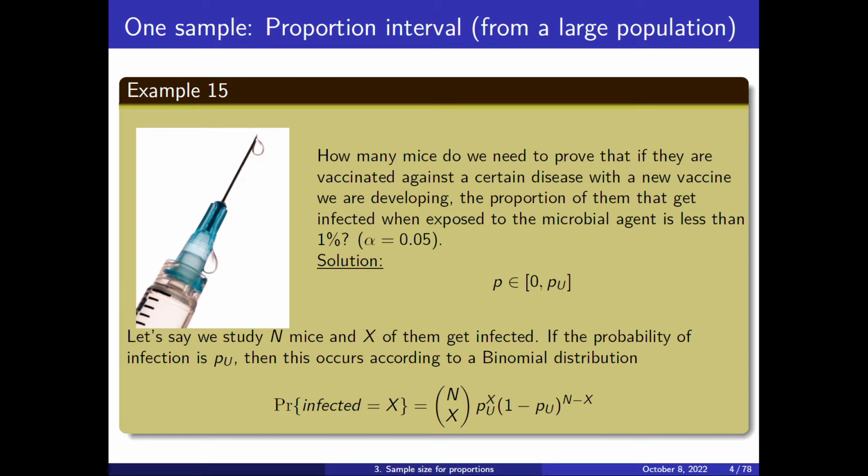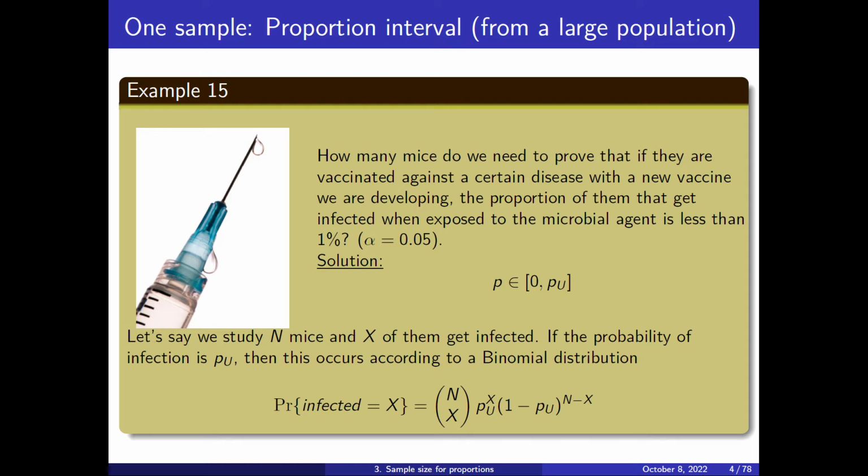So let's start with the first group, in which we want to construct a proportion interval for one sample. Let's say that you're developing a new vaccine, and you want to construct a confidence interval on the proportion of animals that get infected. This proportion will be P, and you want to construct a confidence interval that goes from 0 to PU. Let's say that we expect that no more than 1% of the animals get infected, but we want to construct the confidence interval to contain the true proportion value with probability 95%.